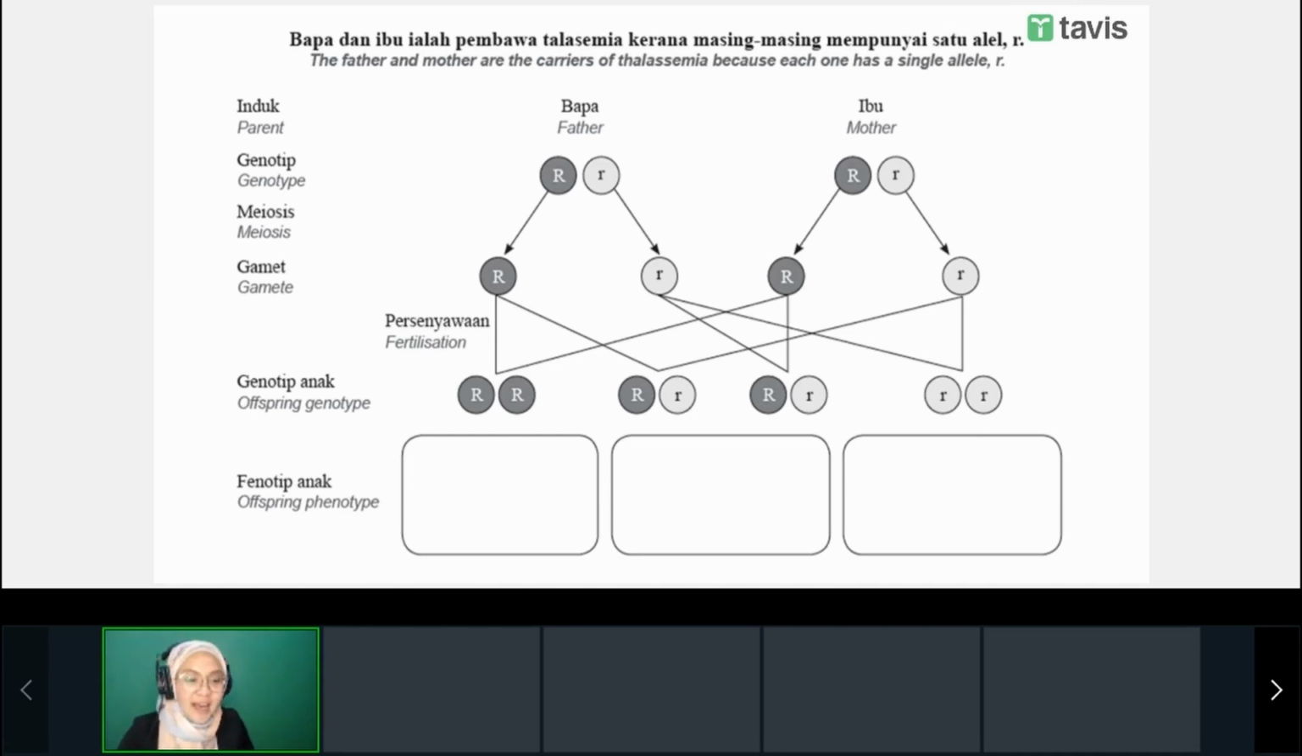Let's do some exercise. I need you guys to identify the phenotypes of the offspring. If any of you can answer, please chat in the room chat below. The father and mother are carriers of thalassemia because each has a single allele R. Okay. Before that, what is thalassemia?